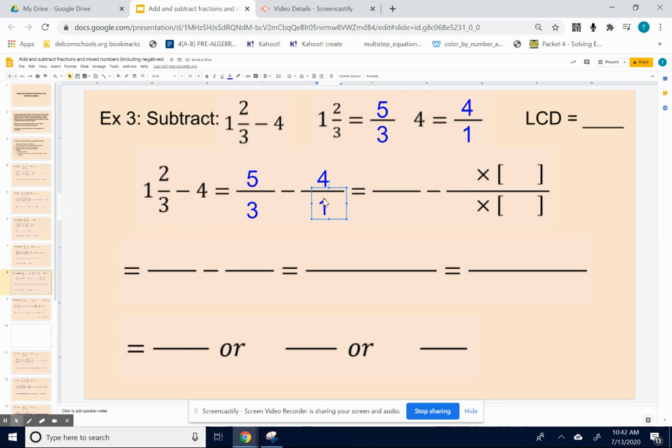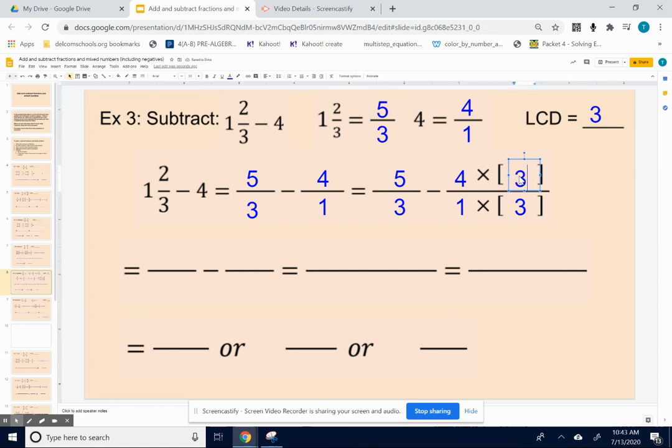Okay, now let's think about the least common denominator. What's the smallest number that 1 and 3 will divide into? So that will be 3. Okay, so let's work on getting a common denominator of 3. The 5/3 is good. It already has a denominator of 3. But the 4 over 1 needs to be multiplied. So what do you have to multiply 1 by to get 3? That'd be 3. You have to multiply the top by the same thing.